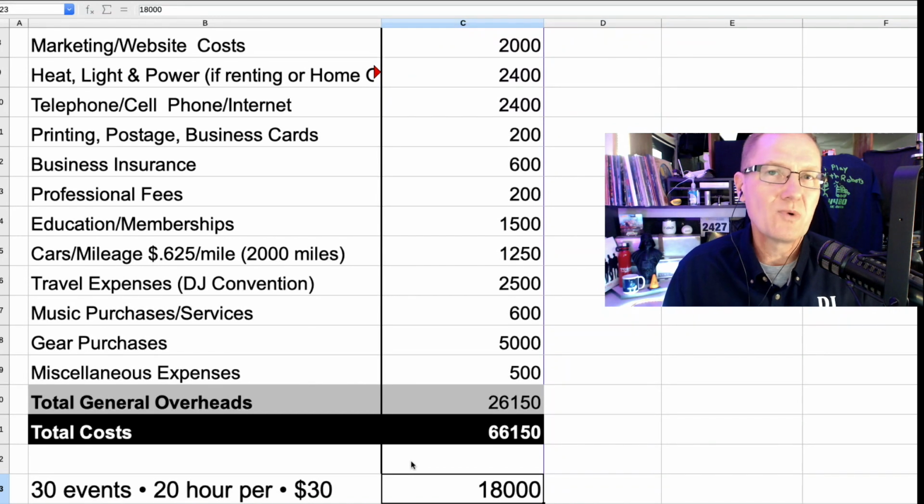So we're going to take that $61,150 and jump to our next page, where we can actually break down and figure out how much we should be charging for each individual show.